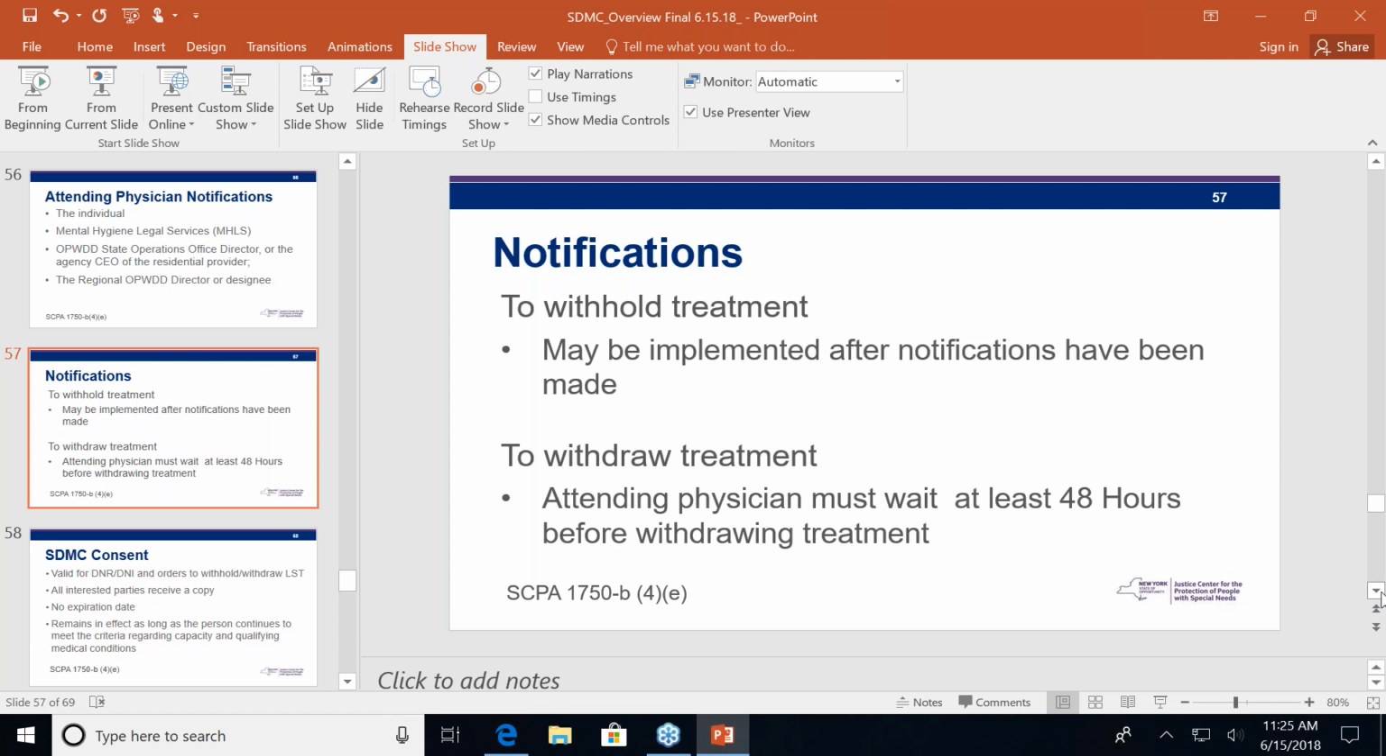To withdraw treatment, and this is when someone is on a ventilator and the ventilator is going to be removed or extubated, the attending physician must wait at least 48 hours before withdrawing treatment to ensure that there's no objections, or as soon as they've been issued no objection by either the CEO, it depends on who received notification. We're looking at the CEO or the executive director of the agency, or it could be through OPWDD, the state office, or the regional office, depending on where the person's residential placement is.